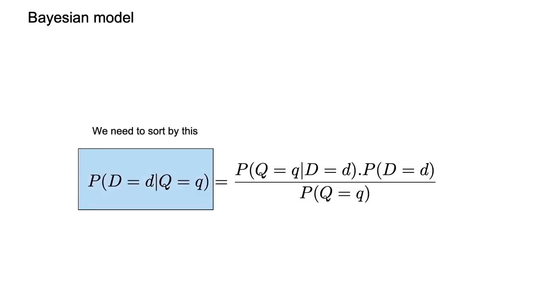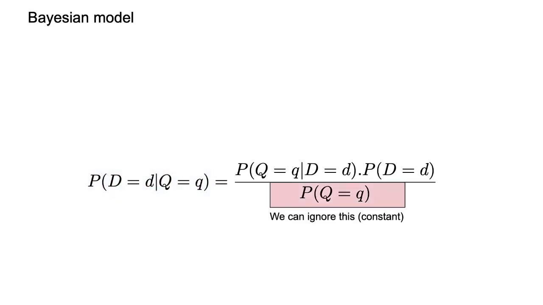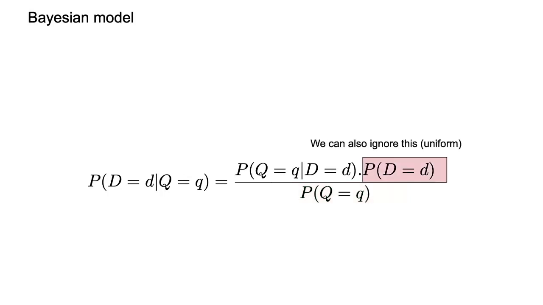Because I can technically, so we need to sort by this. This I can actually drop because that's a constant. It's Q, right? It's the query. So that I can drop. I don't need to always divide by this. This is not going to change the order. Who agrees? Yes? So that I can drop.